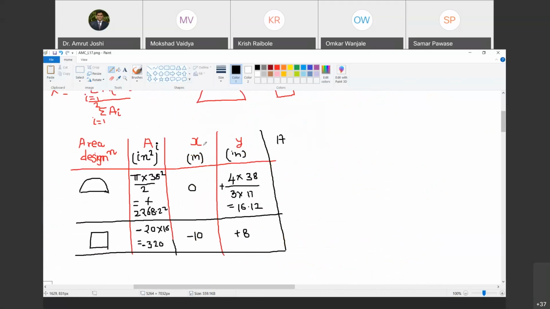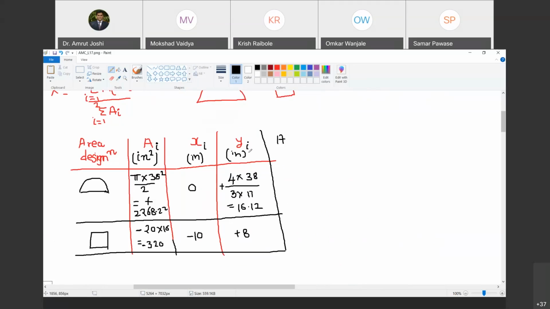Why do I call it i? Because i is the counter. So if you have two areas, it will be A1, A2. If you have two areas, it will be x1, x2, y1, y2. Therefore I write it as Ai, xi, and yi. Are you with me? Yes, sir.